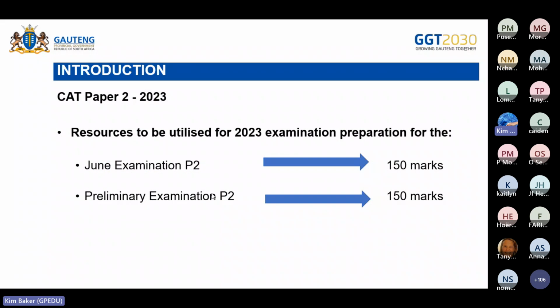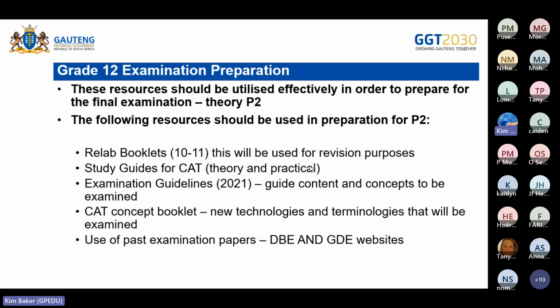Right. So let us look quickly at paper 2, because when we as educators go and mark, we sometimes see that children lack in detail. Now, the papers that we are going to use today is the June examination papers. So you will see just now when we share it with you. So the resources that we use is the June paper and the prelim paper, and both of them are 150 marks each.